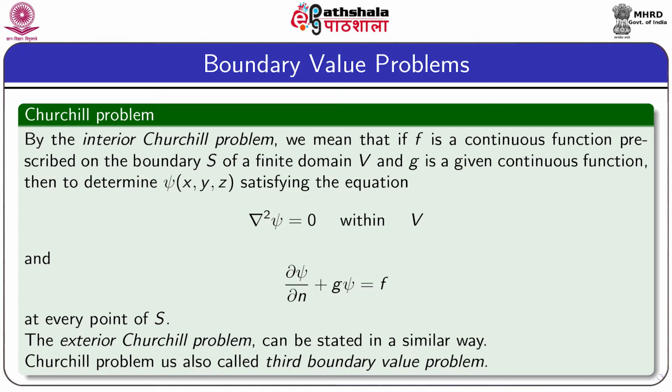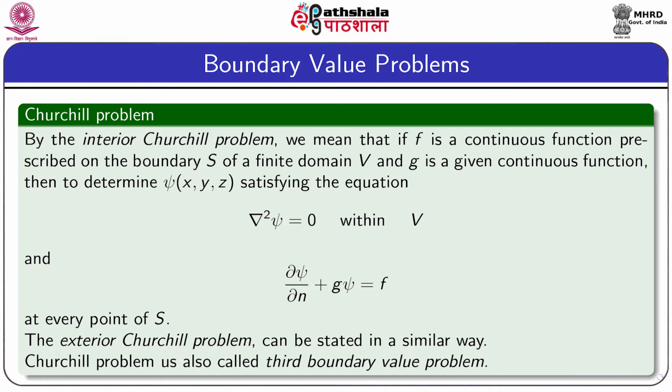Now, I shall tell about Churchill problem. In interior Churchill problem, we want to find the value of the unknown function psi which satisfies the equation grad square psi equals to 0 within some bounded domain capital V, and on the boundary, that means on S, del psi del n plus g psi equals to f, where the functions f and g are some continuous functions and they are defined on S.